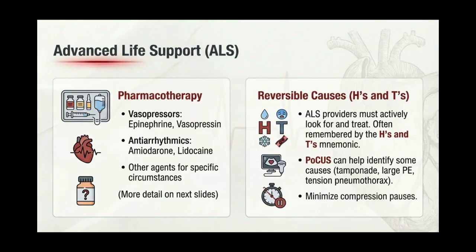Additionally, point-of-care ultrasound can serve as a crucial tool during rhythm assessments, helping to identify potential reversible causes, including cardiac tamponade, significant pulmonary embolism, or tension pneumothorax. This technique can assess cardiac motion, right ventricular dilation, or pleural sliding. However, care must be taken to minimize pauses in chest compressions during this assessment.